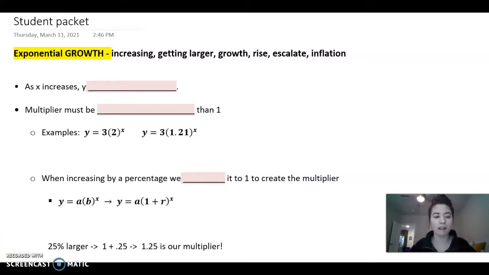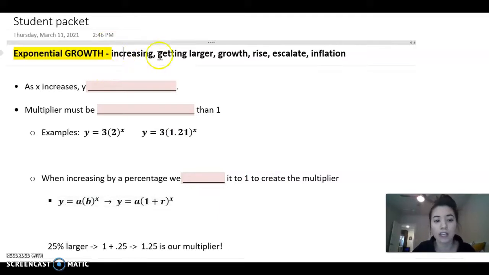Today we're talking about exponential growth. I've mentioned that there are two: growth and decay. Growth is when something is increasing over time, and decay is where something is decreasing over time. We'll talk about decay tomorrow. Growth is like words where we see increasing, getting larger, rising. Anything like that tells us this is an exponential growth.